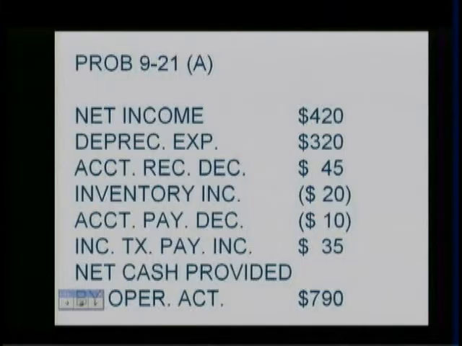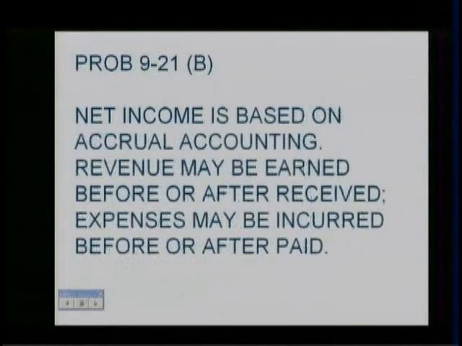In part B, they ask you to explain why net income is different from net cash provided by operating activities. Remember, net income is accrual accounting. You can earn revenue before or after you show it as cash received, and expenses can show up as expenses on your accrual accounting before or after you actually pay them in cash. So accrual accounting will be different from cash accounting.